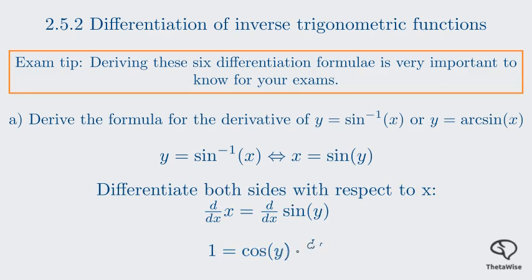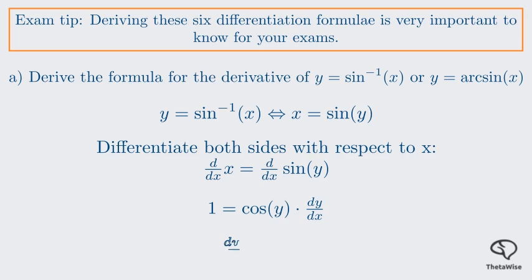And because we're differentiating with respect to x, we must multiply by the derivative of the inner function y with respect to x, which is dy/dx. Rearranging this equation to solve for dy/dx, we get that dy/dx is equal to 1 over cos of y. Now we have a derivative in terms of y, but we want it in terms of the original variable x. To do this, we'll use a fundamental trigonometric identity.